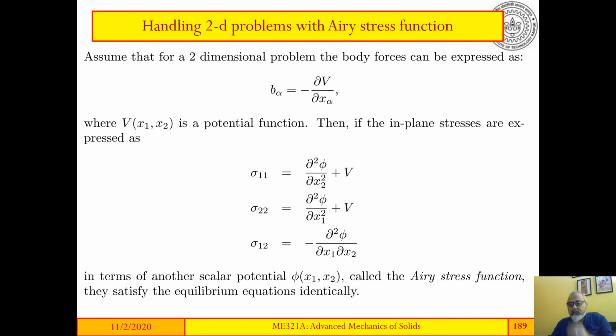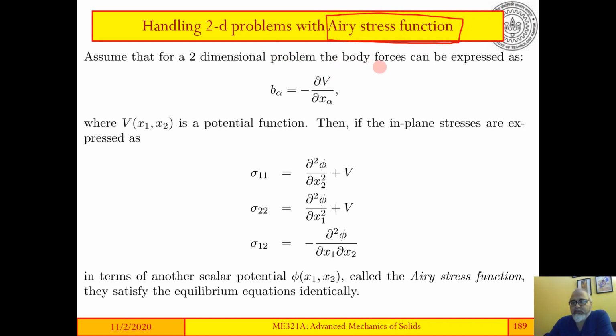Now that we know that two-dimensional problems, plane stress or plane strain problems, are governed by a smaller number of equations, 8 equations instead of 15, we can try to figure out ways of solving them. One way of solving them is in terms of what is known as the Airy stress function. So the Airy stress function method is a method that we are going to learn now.